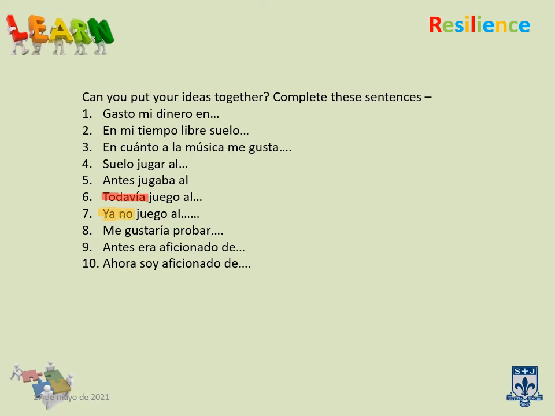Ya no juego. Number 8, what you'd like to try. We've seen that in the last slide. Fill that one out. Me gustaría probar. And then again, before, antes. I used to be a fan of. It could be a sport. It could be a team. Antes era aficionado de Bolton. Now I am. Ahora soy aficionado de. So antes, before, ahora, now. These are all time markers. Okay, time markers. Antes, ahora. So what you're aiming to do with this slide is write out the sentences and finish them off with something that makes sense. Pause, but right now I'm going to move on.